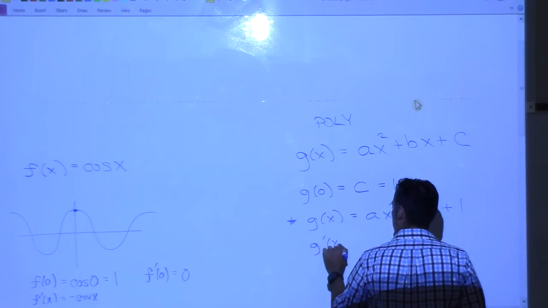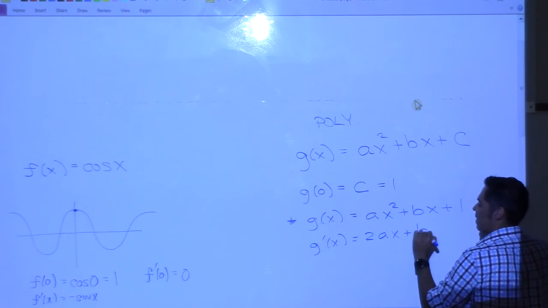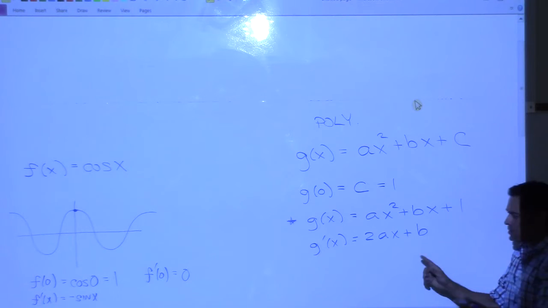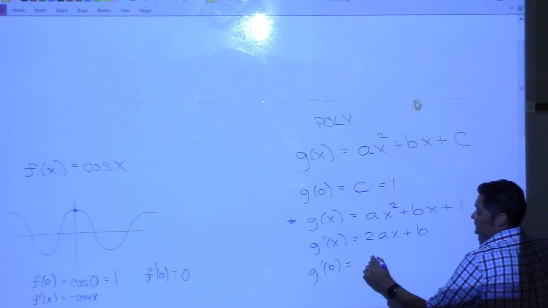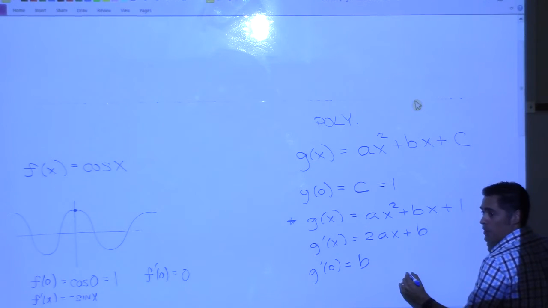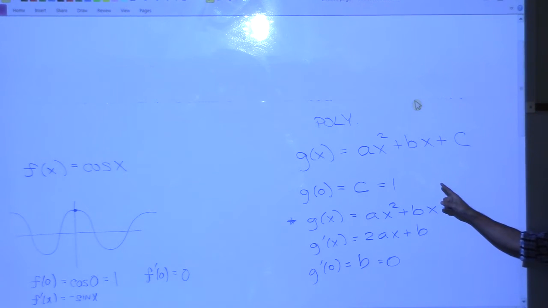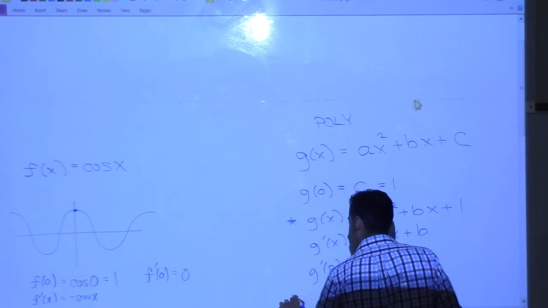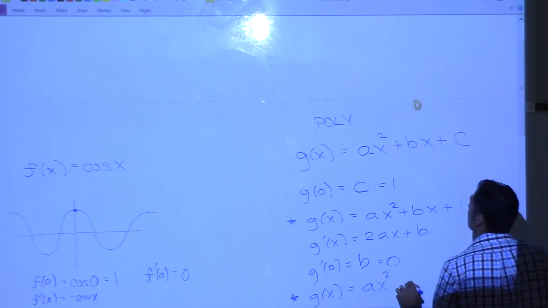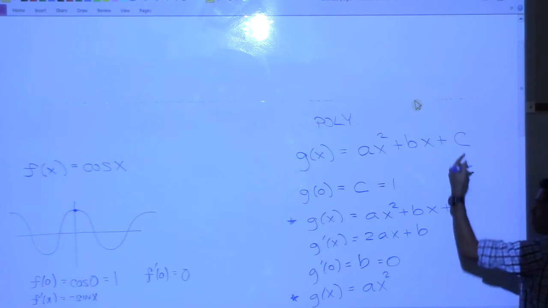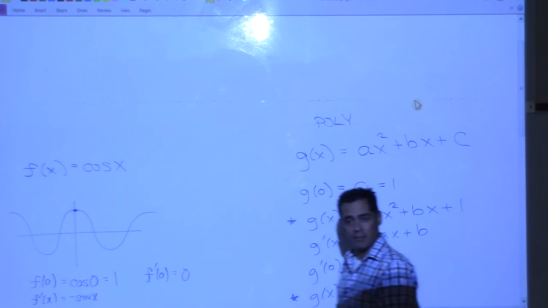The derivative of this function is 2ax plus b. And what do I want this to be at 0? 0. So when I plug 0 into this, I get b, right? And what do I want that to be? I want that to be 0. So that means I need to let b be 0. Okay, so update my function. My function now looks like this: ax squared, that's gone, plus 1. Okay, so now their first derivatives match, right?